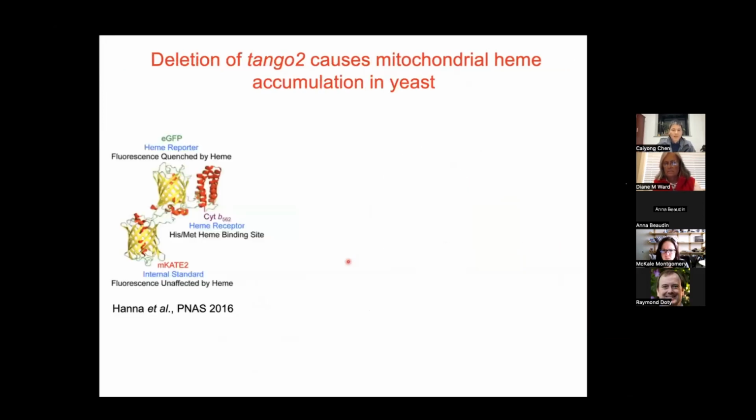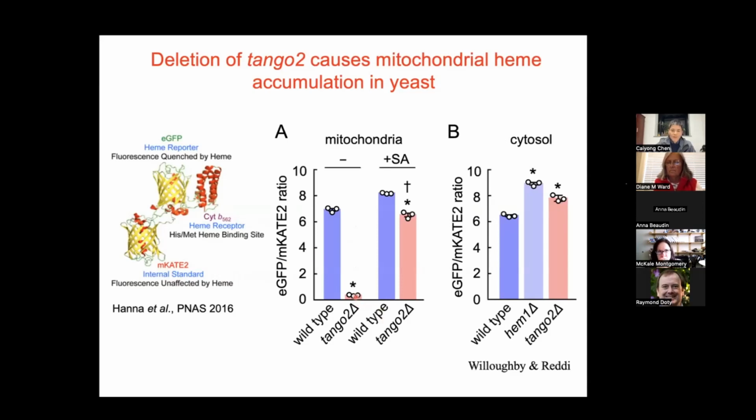Our collaborator, Amit Reddi, also analyzed the heme levels in a Tango2 knockout yeast strain using a fluorescent heme sensor. This sensor contains 3 modules: the internal standard mKATE2, a heme reporter EGFP, and a heme binding module. When heme binds to this sensor, EGFP fluorescence is quenched, so it's reduced, and mKATE2 fluorescence is unaffected. In the mitochondria of Tango2 knockout yeast, the EGFP to mKATE2 ratio of the sensor is severely reduced, indicating increased heme in the mitochondria of the Tango2 knockout yeast. And this increase can be largely suppressed by succinylacetone, which is a heme synthesis inhibitor.